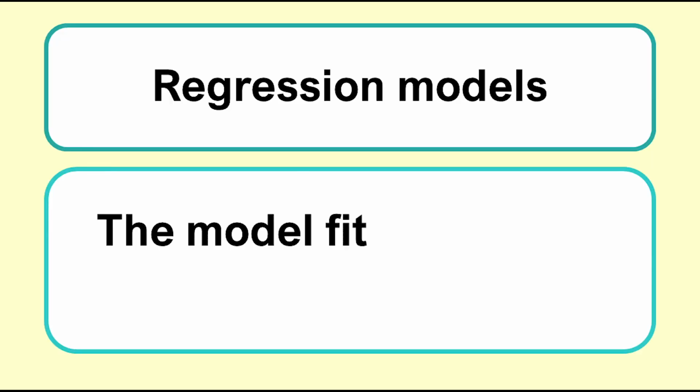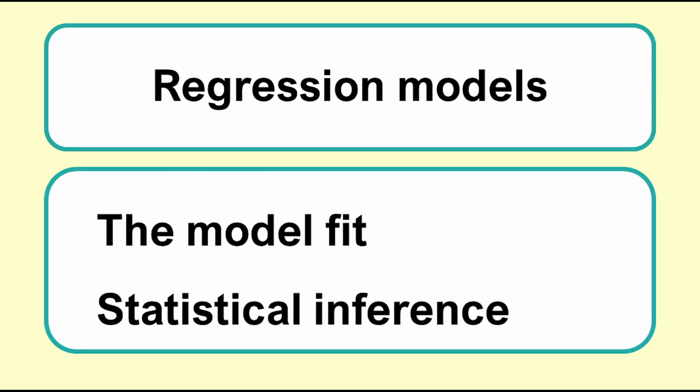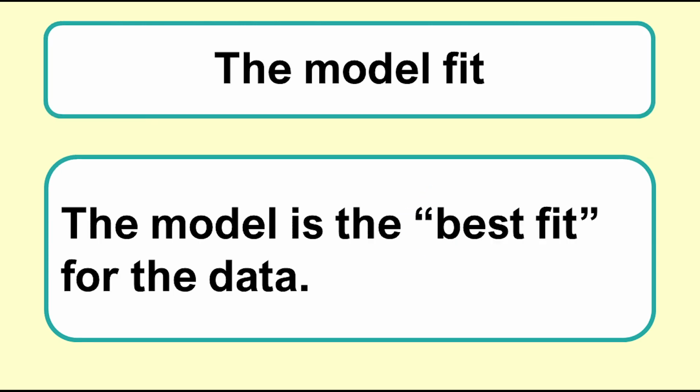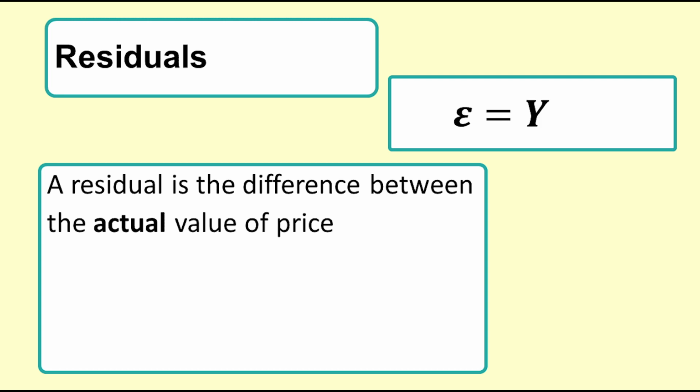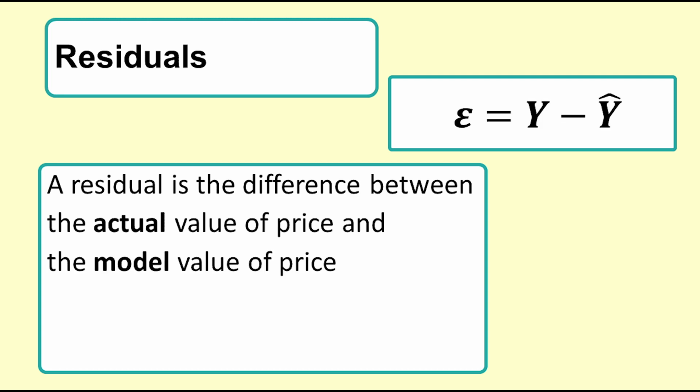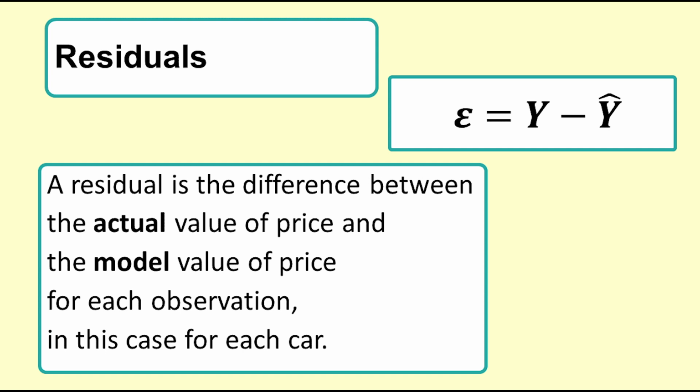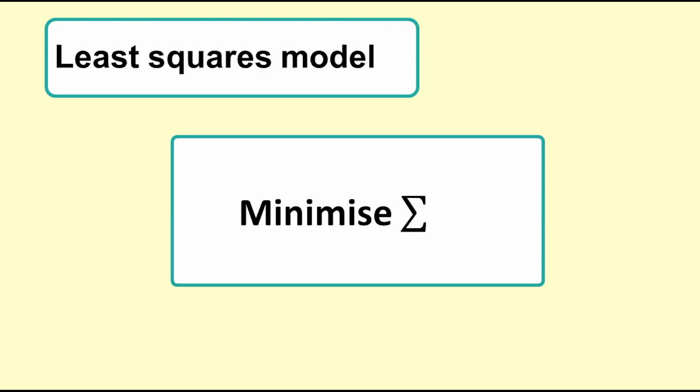There are two aspects to regression, the model and statistical inference. I'll explain each of these. We find the model that is the best fit for the data we have. A residual, given as the Greek letter epsilon, is the difference between the actual value of price and the model value of price for each observation, in this case for each car. If a model is a good fit, the residuals will be small because the model values are close to the actual values. We have found the model that minimizes the sum of the squares of the residuals.